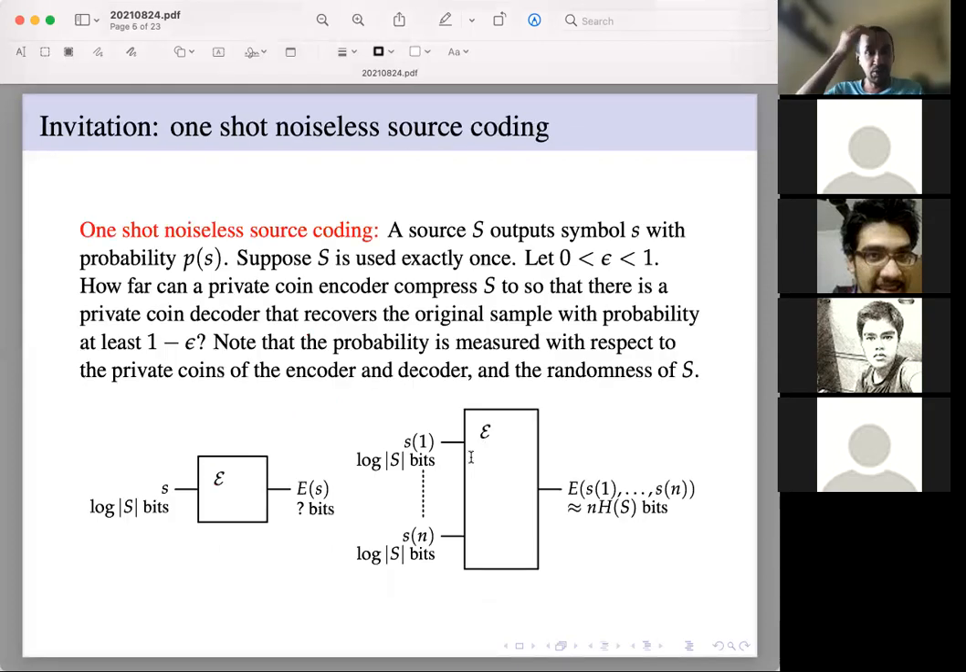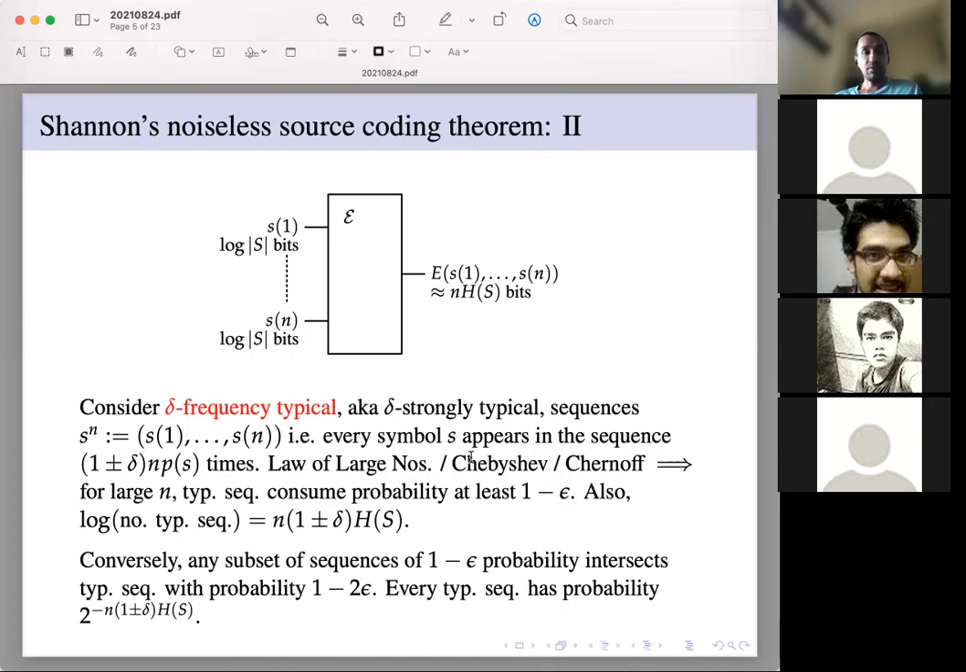Okay, let's go. So now I have one question. Why is this plus minus delta? Shouldn't it be like the number of typical sequences is upper bounded by 2^{n(1 plus delta)H(S)} and is lower bounded by 2^{n(1 minus delta)H(S)}? Okay. So this is just a shortened notation to say that this number lies between two bounds.